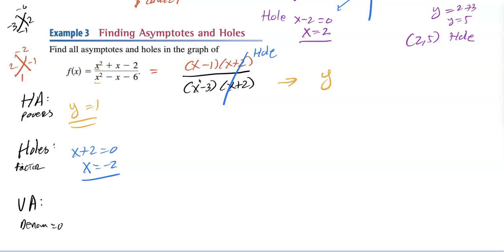Let's rewrite the remaining function. What do we have left over? y equals x minus 1 over x minus 3. So that's the remaining function. And by the way, look at it. Horizontal asymptote has not changed. Still y equals 1.